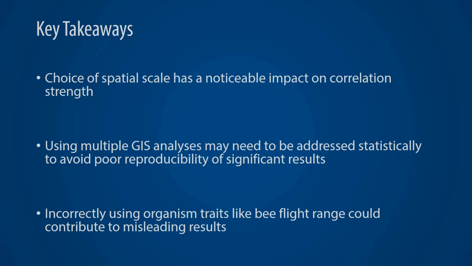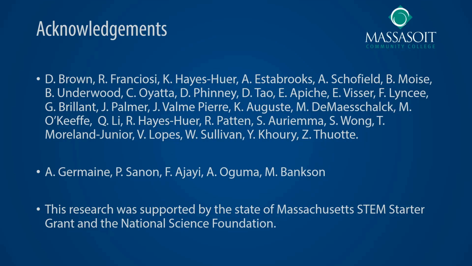And while I did say that using an organism's trait is helpful, incorrectly using that trait may contribute to misleading results. Specifically, if a bee being analyzed has a flight range of 1,000 meters and you use a 500-meter buffer, then you may not have the most accurate conclusion. And while there may be no clear solution to picking a scale, I'm hopeful my talk helped you understand how important spatial scale choice is, and how, of course, more justification for experimental design is never a bad thing.